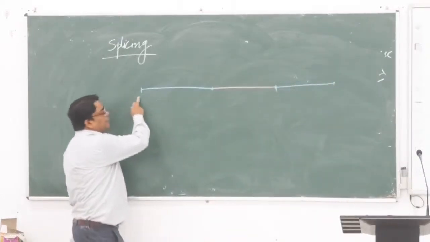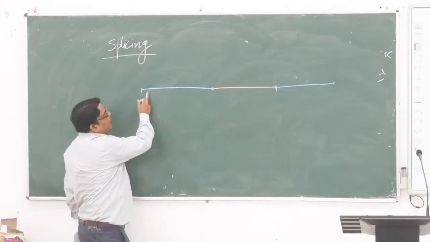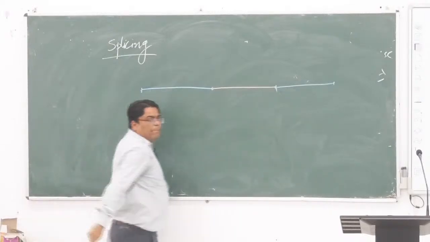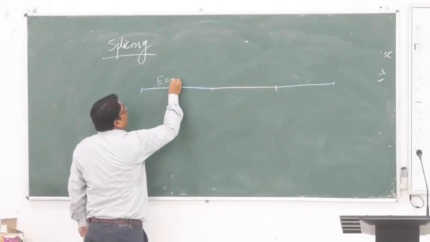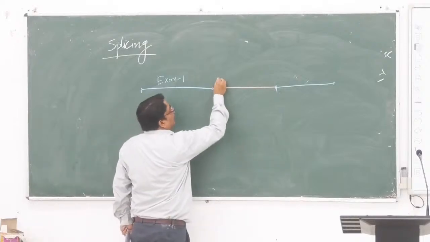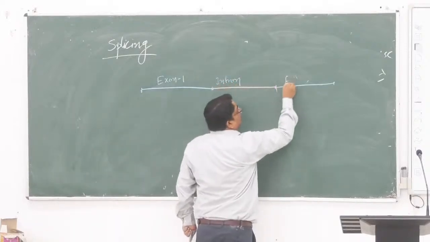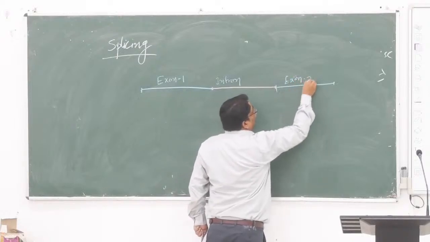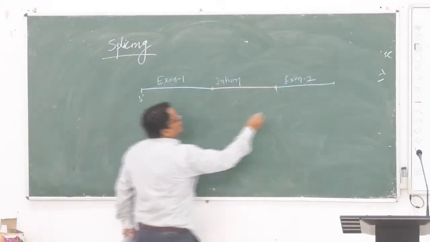This is our hnRNA, or heteronuclear RNA, which has, I will describe here, main parts. This is called exon 1. This is called intron, and this is called exon 2. 5' to 3'.